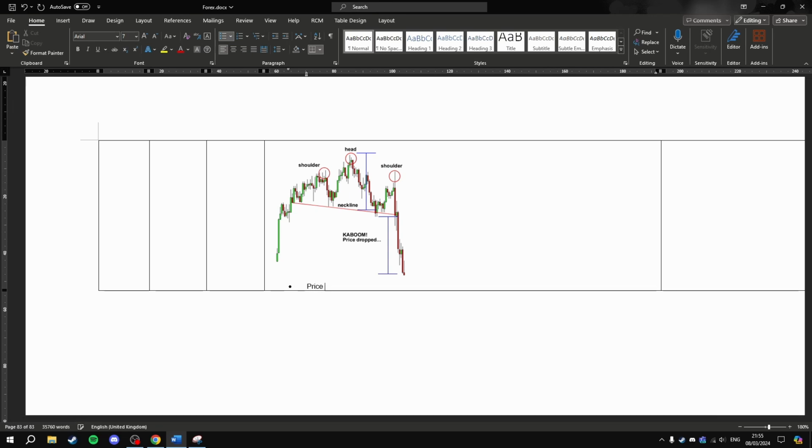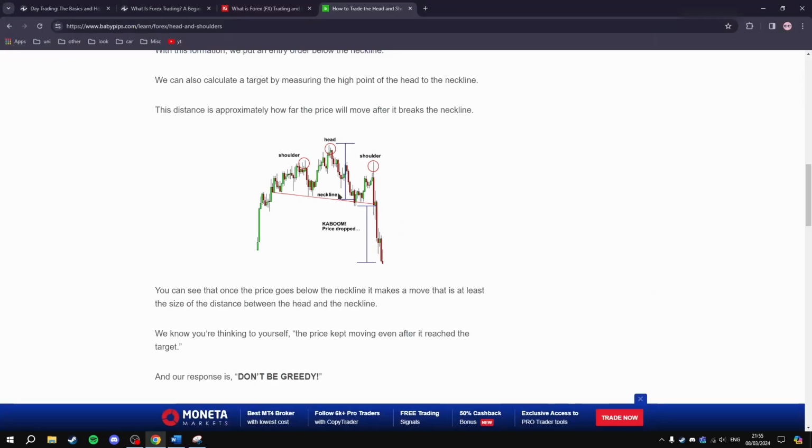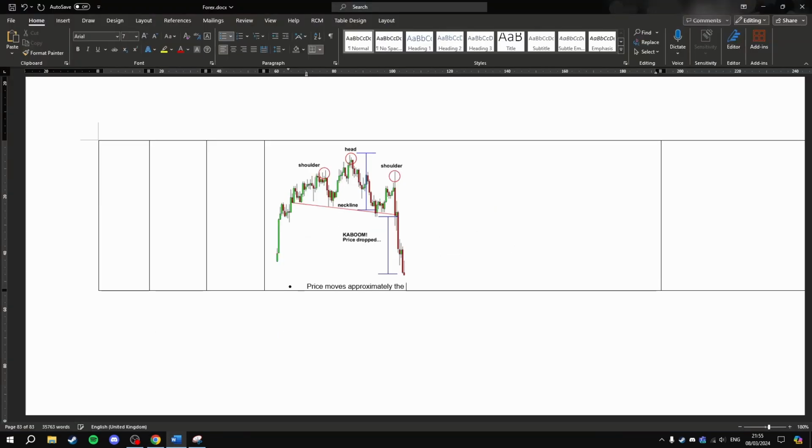So price moves approximately the distance from head to the neckline.